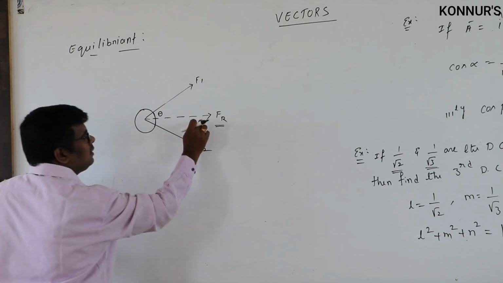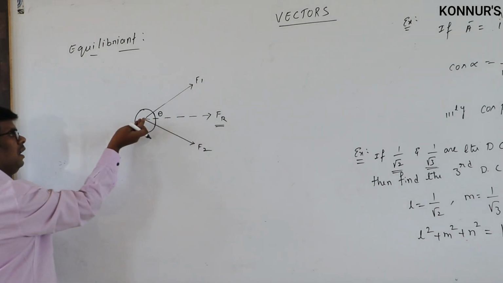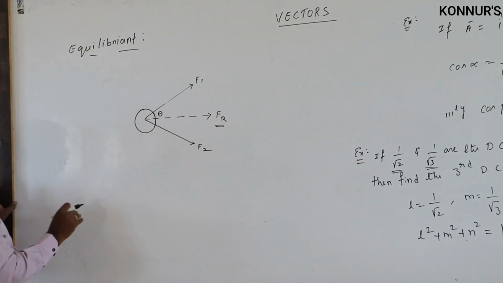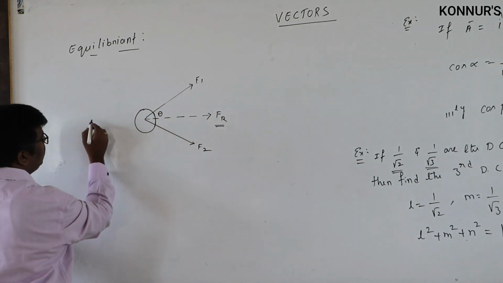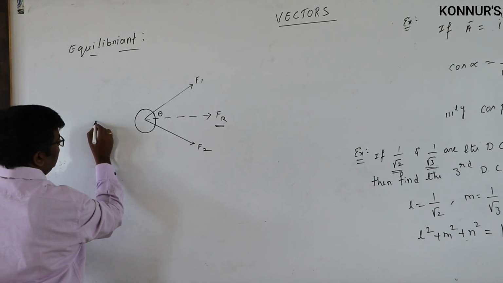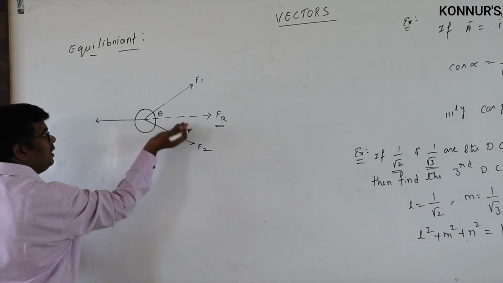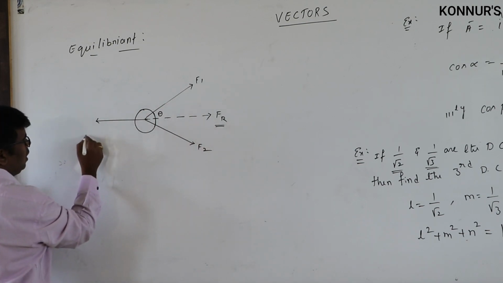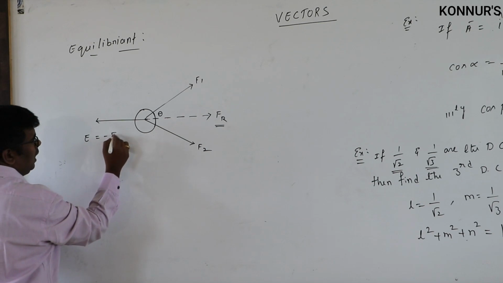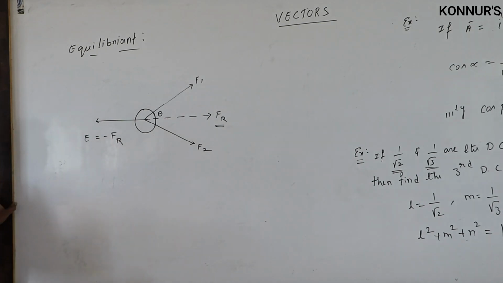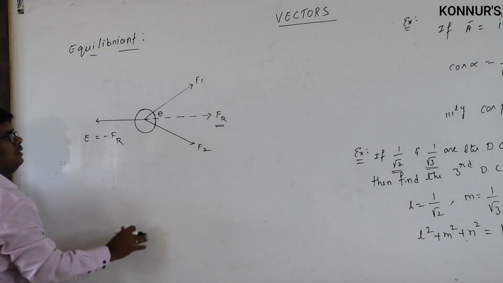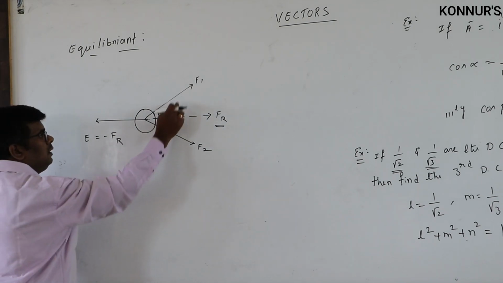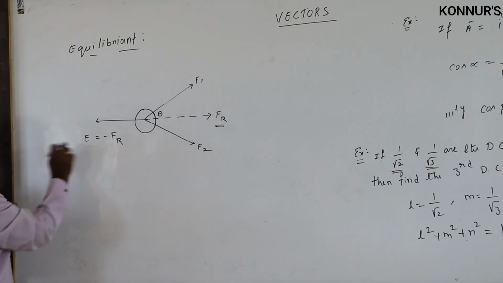How can we counterbalance this resultant force? We have to take another vector which has the same magnitude but the opposite direction. That's why equilibrium means the vector which is the negative vector of the resultant of these two vectors, that is, equilibrium equal to minus F. So you can define equilibrium like this: the negative vector of the resultant of a number of vectors is called equilibrium.